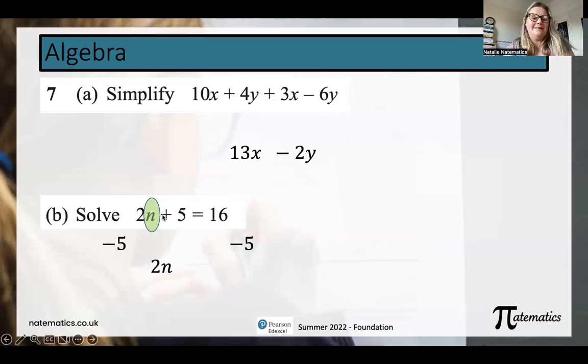So on the left-hand side, plus 5's gone. On the right-hand side, you've got a 16 there to start with. So it's still there. You know, we've not touched that.